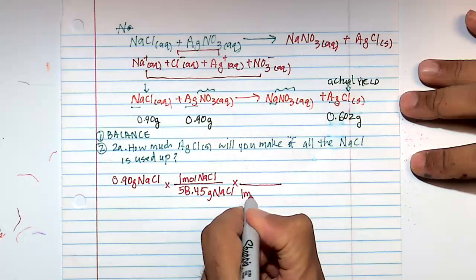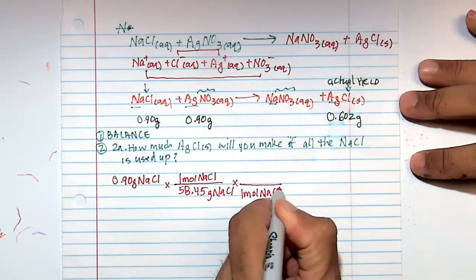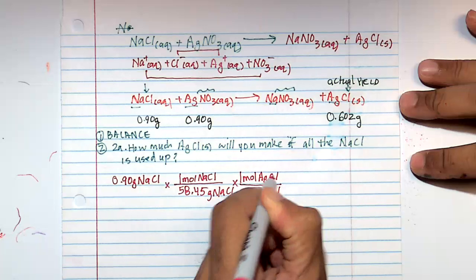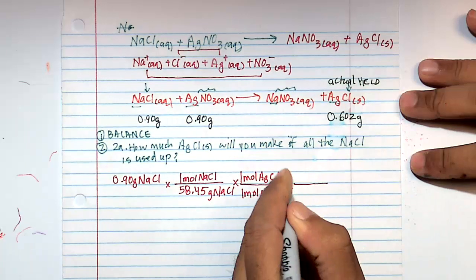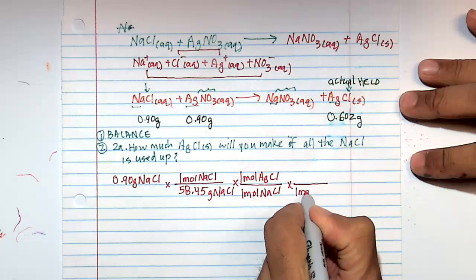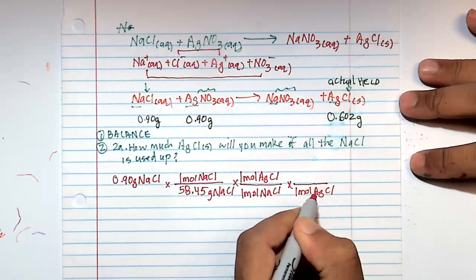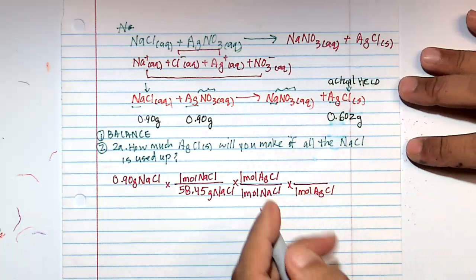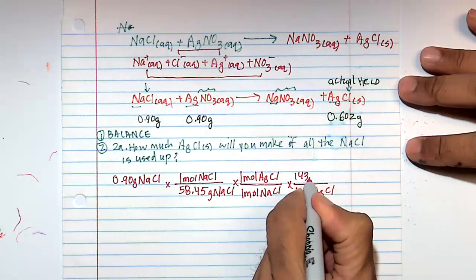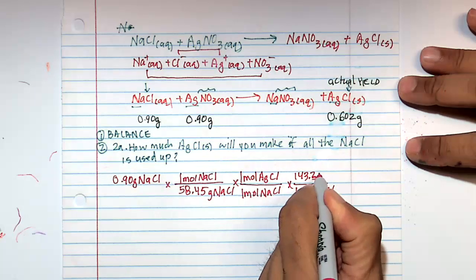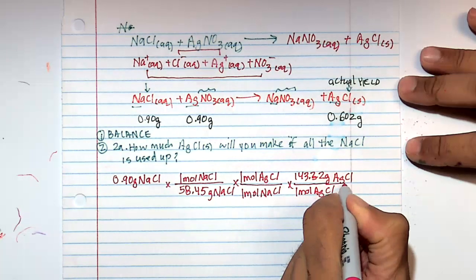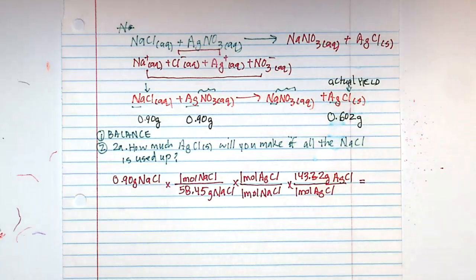Yeah, very good. So I'm going to put the 1 mole NaCl at the bottom to cancel things out, and 1 mole AgCl at the top. And then I'm going to convert this 1 mole AgCl to grams. So 1 mole of AgCl is 143.32 grams of AgCl. All right, on our calculator.